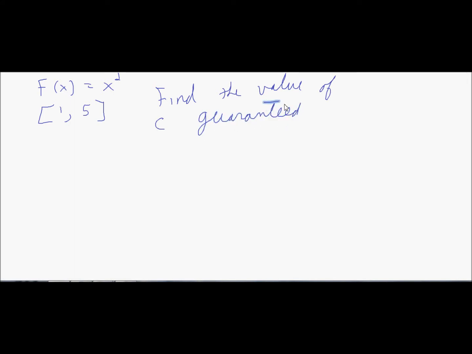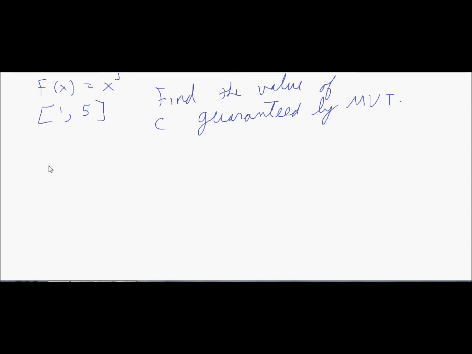Real quick. So let's say f of x is x squared, and our interval is from 1 to 5. And the question is going to say, find the value of c guaranteed by the mean value theorem. And usually they'll write MVT because they're lazy and I'm lazy. So all we have to do is find out where the secant line is parallel to the tangent line.